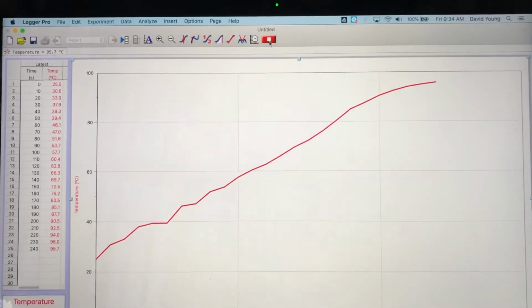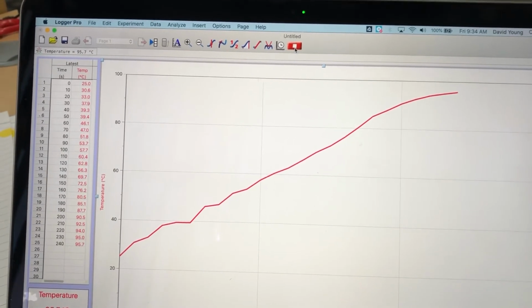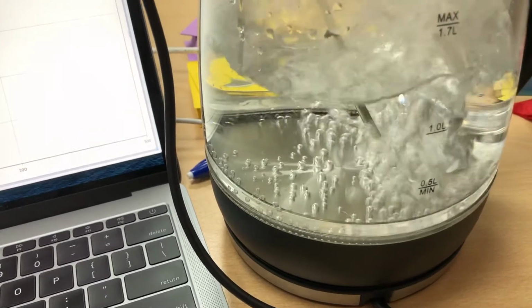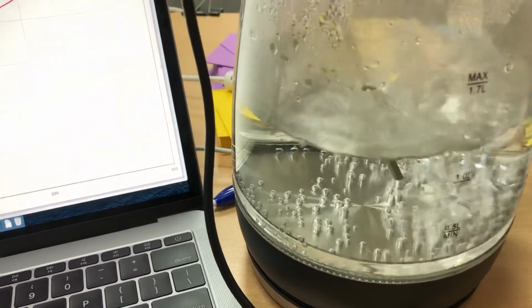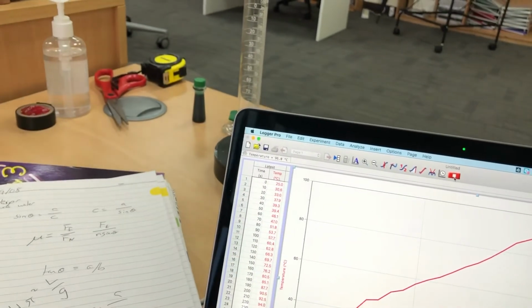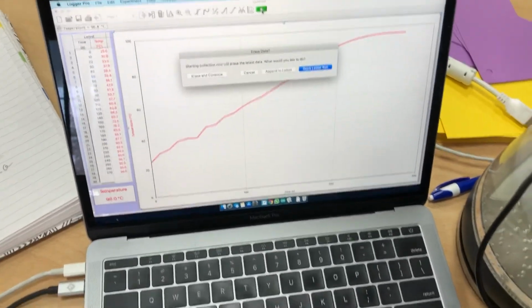And look what happens to the temperature. You can probably hear it boiling vigorously right now. Okay, my kettle has shut off. I don't know what's happened to my kettle. I think maybe a fuse might have blown. But we'll stop the data collection there. And we'll stop the video.